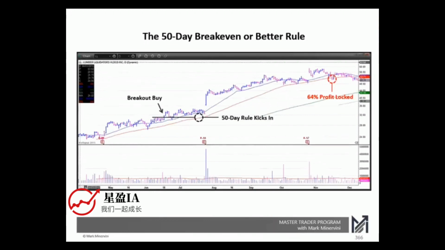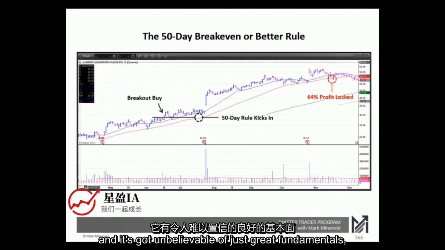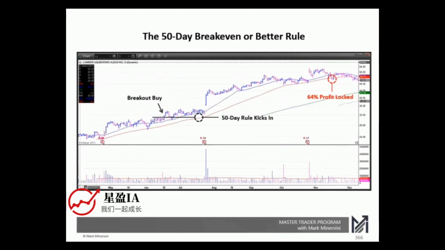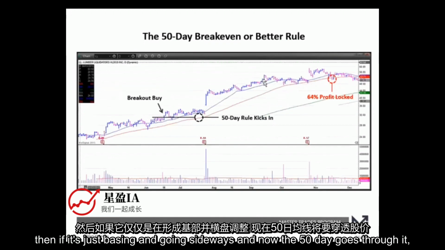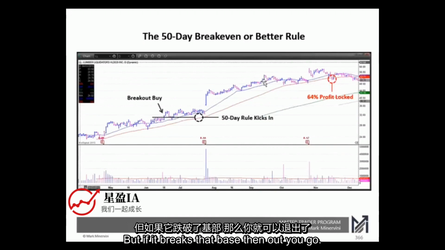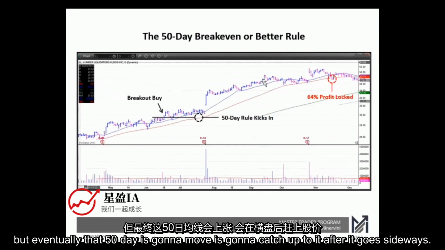the 50-day. One thing that somebody has to know is that if you really like the company and it's got unbelievable, great fundamentals, eventually, if the stock just goes sideways, that 50-day is going to catch up to it. And if you want to go for a longer-term move, if it's just basing and going sideways, and now the 50-day goes through it, you can hold on to it, but if it breaks that base, then out you go. So it all depends on people's time frame, but eventually that 50-day is going to catch up to it after it goes sideways.